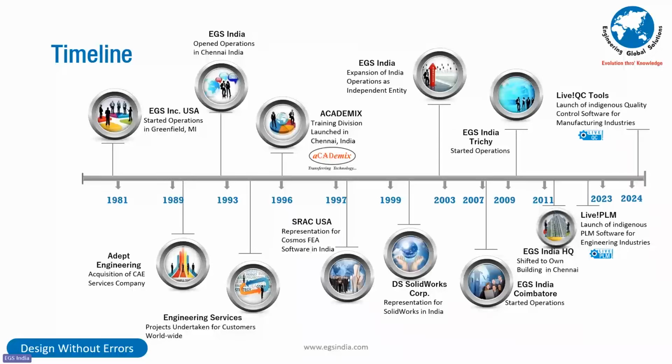And we had our first operations in Coimbatore outside of Chennai in 2007, followed by Trichy operations in 2009. We moved to our own facility in Chennai in 2011. And we have developed quite a few softwares ourselves, one of which was launched in 2023 with one of our customers, a Japanese customer. And we are launching shortly the product called the Live QC tools, which is specifically for the quality control people. This is where we are.